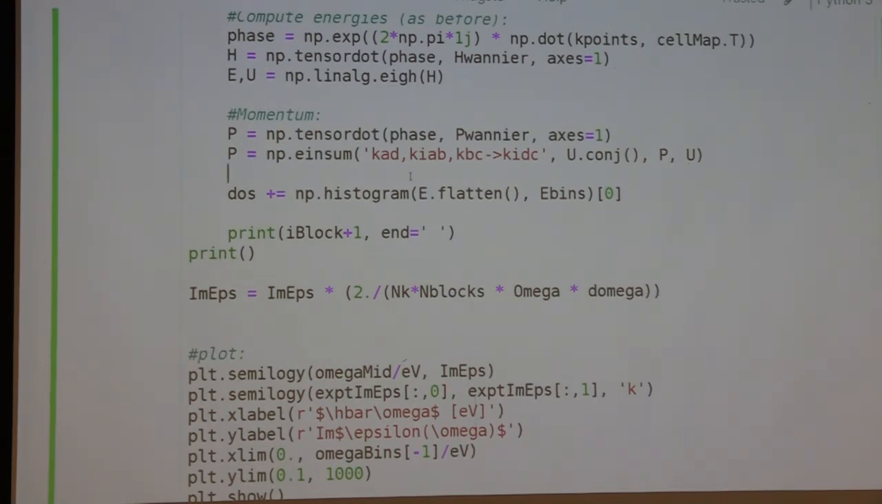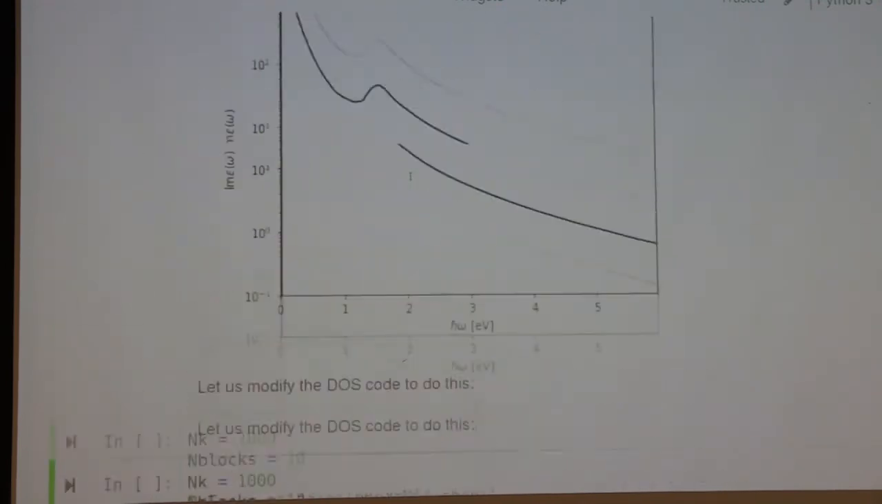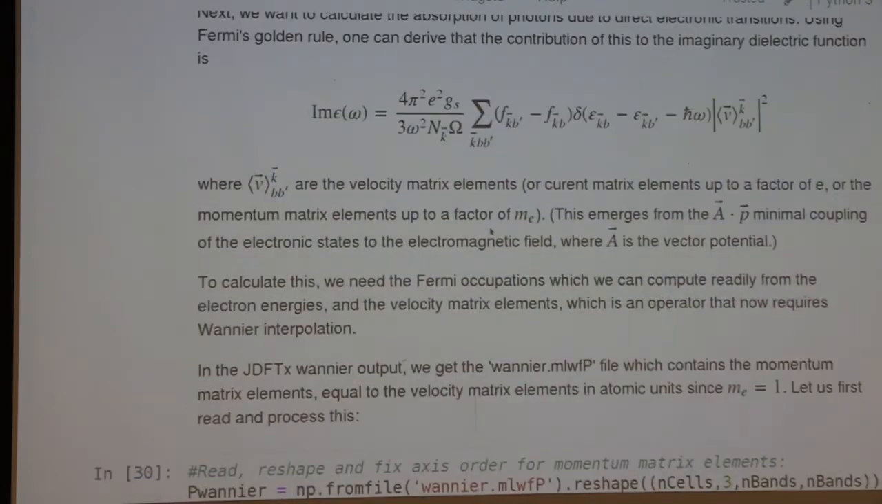So this gives us the momentum matrix elements in the basis of the eigenfunctions, provided we did that correctly. Now let's go back to the expression over here. So we take the absolute value squared of that, and we need to do the following operations. We need the Fermi fillings, so we need to calculate the Fermi occupation factors, and we need to do this energy conservation.